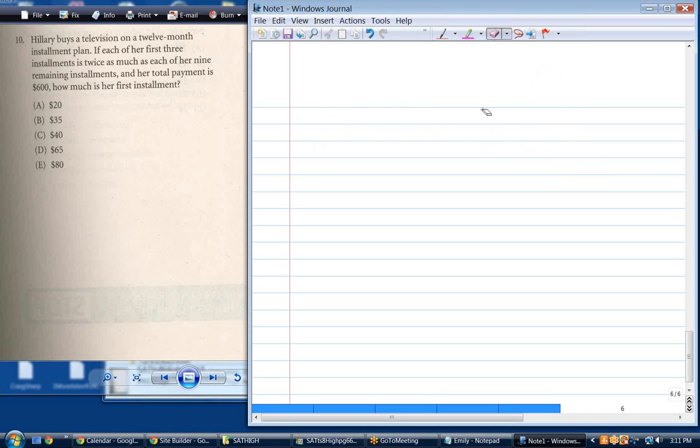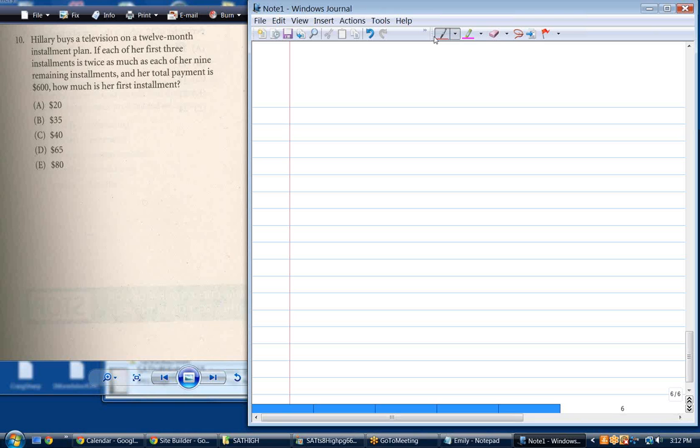So if the first 3 installments are twice as many as the remaining 9, I just did 6 plus 9, so 15. Divide 600 by 15, you get 40. Multiply that by 2, you get 80. Okay. That was the algebraic way to do it. If you can do it the algebraic way, more power to you. Not everybody can, so back solving is a good fallback.